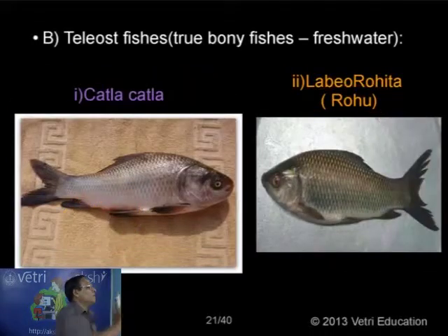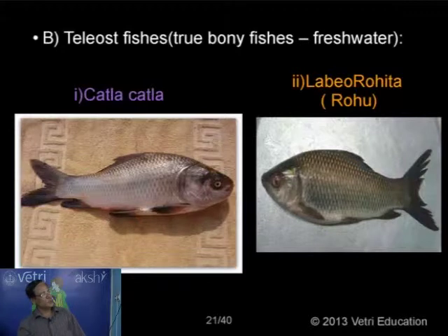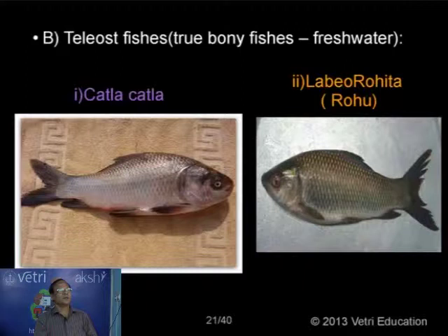Now these are some of the teleost fishes, once again true bony fishes, but living in fresh water. For example, Catla, Labeo rohita, Cirrhinus mrigala, all being cultured nowadays for getting money.